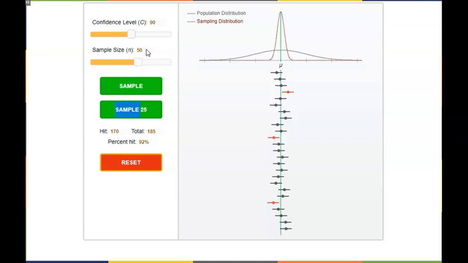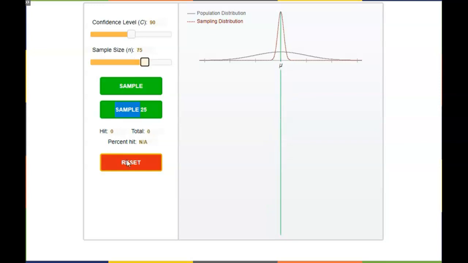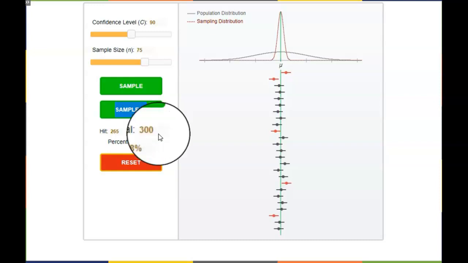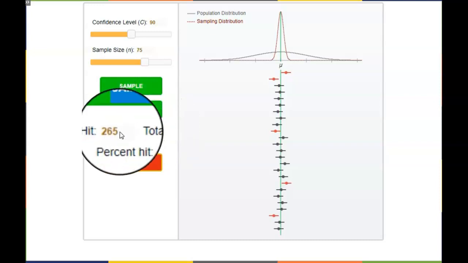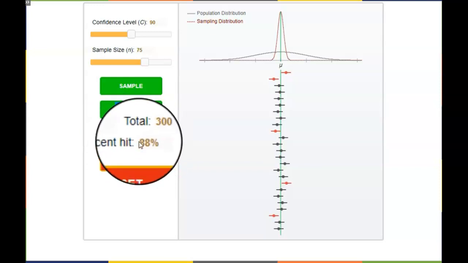Now, you might be wondering, does it matter what my sample size was? So I'm going to change my sample size to 75. I'm going to clear out my experiment, and I'm going to run this experiment with a confidence level of 90, our sample size of n, and I'm going to go ahead and run this about, let's say, 300 times. Here we go. We ran it 300 times, and out of our confidence intervals that we built, 265 of them did include the population parameter of the mean. That's about an 88% success rate.